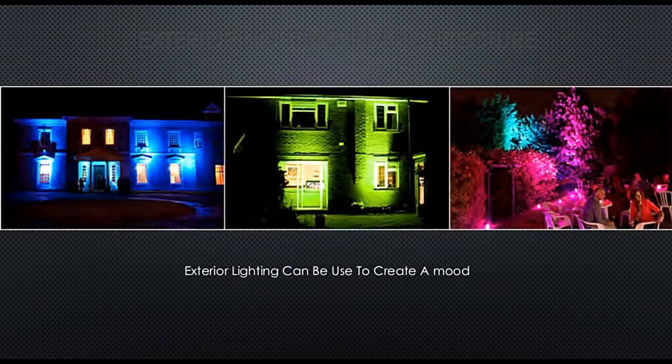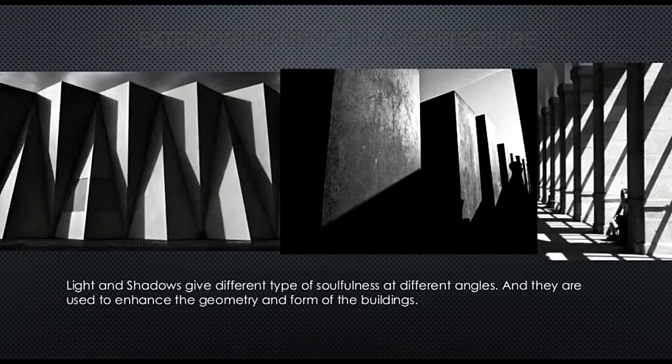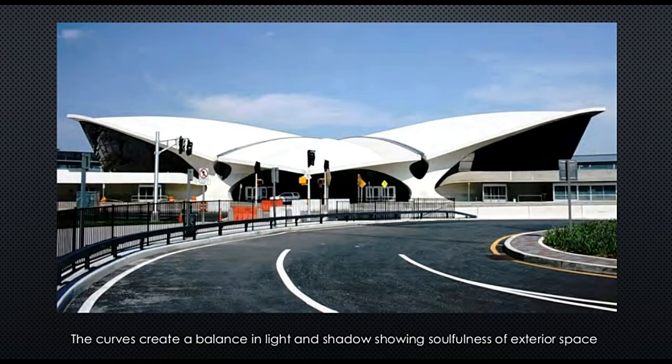Exterior lighting can be used to create a mood. Light and shadow give different types of soulfulness at different angles, and they are used to enhance the geometry and form of a building. The curves create a balance in the light and shadow, showing the soulfulness of the exterior space.